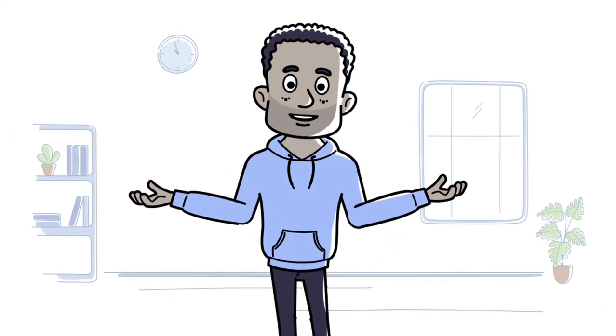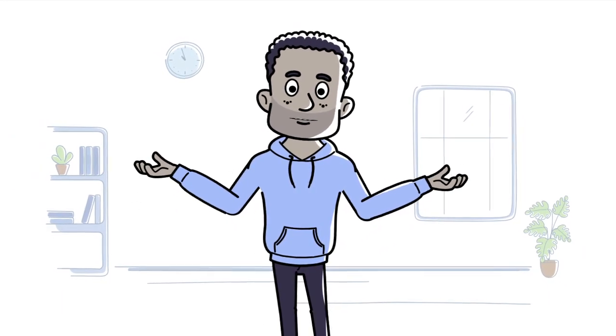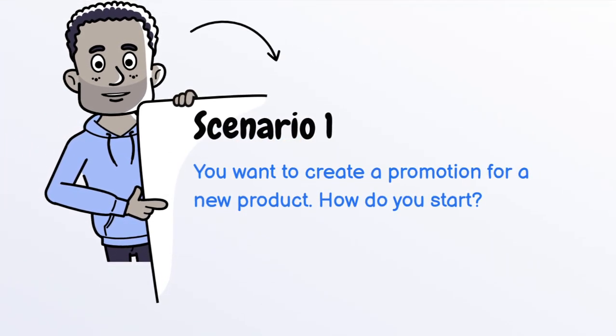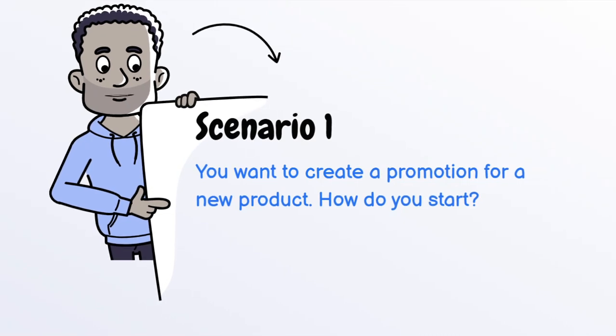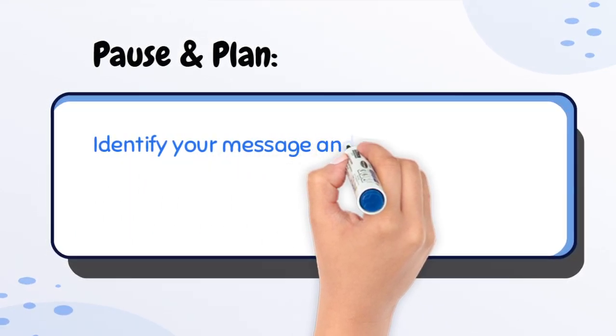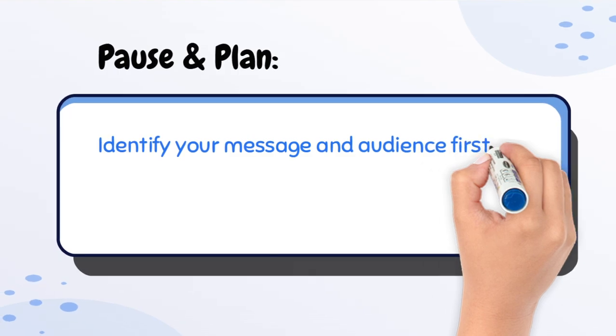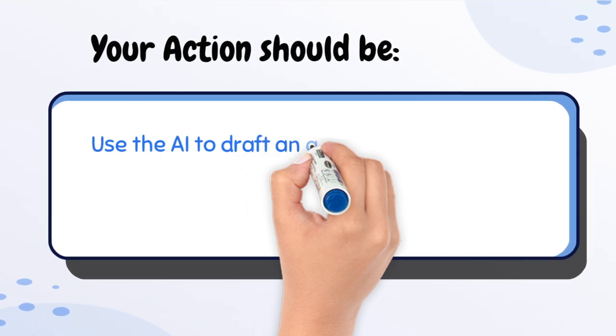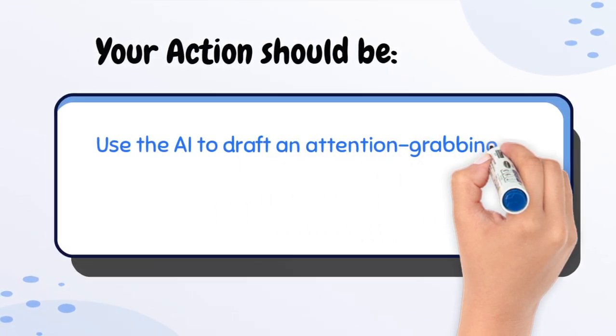Let's look at some practical applications. You want to create a promotion for a new product. How do you start? Pause and plan. Identify your message and audience first. Your action should be: use the AI to draft an attention-grabbing script.